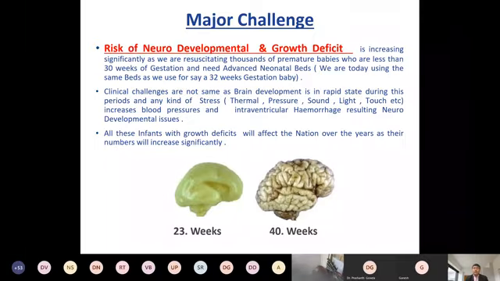If you really look at the babies, the brain at 23 weeks more or less looks like a golf ball, and at 40 weeks it more or less looks like a broccoli. So there is a lot of development that happens in the brain during this time. So it's very important, when we decide to choose a bed, depending on the gestation period and the type of the baby, how we are selecting the bed. It cannot be that one size fits all.